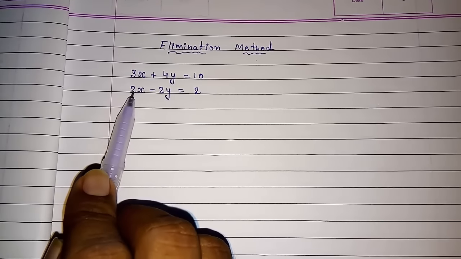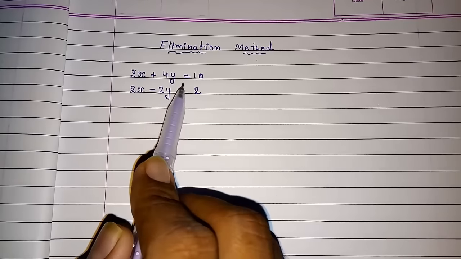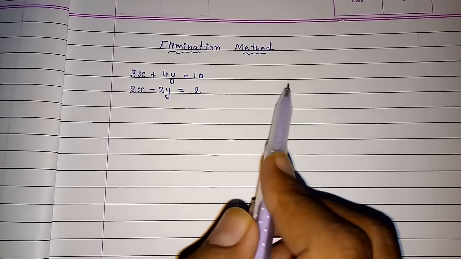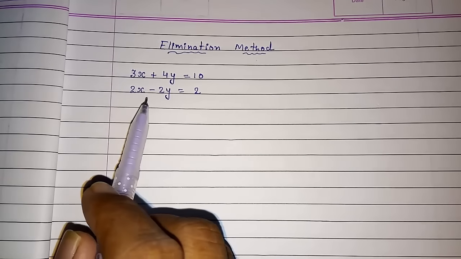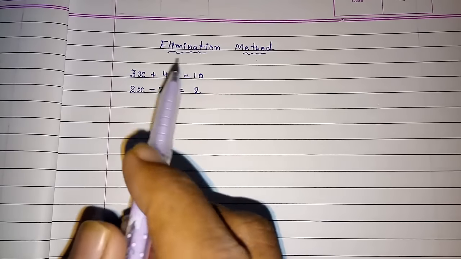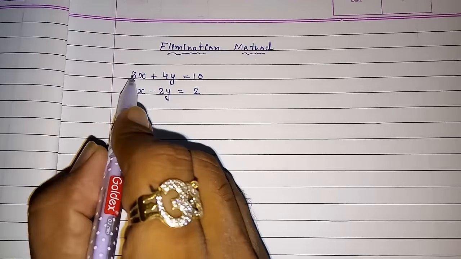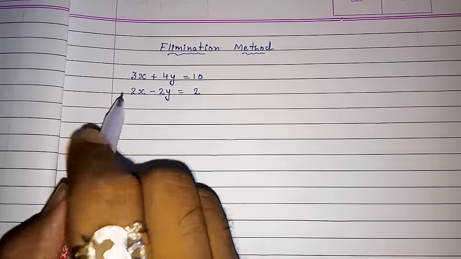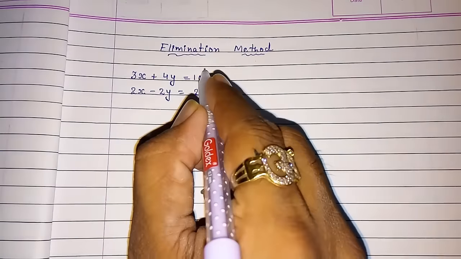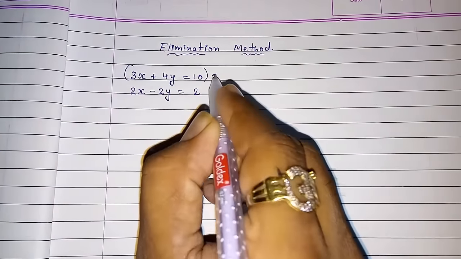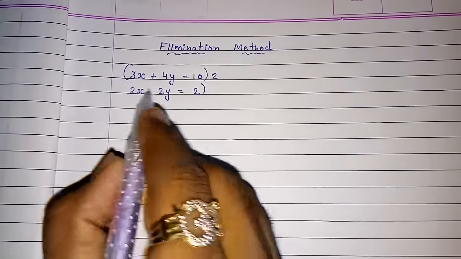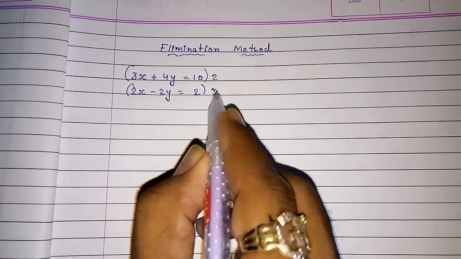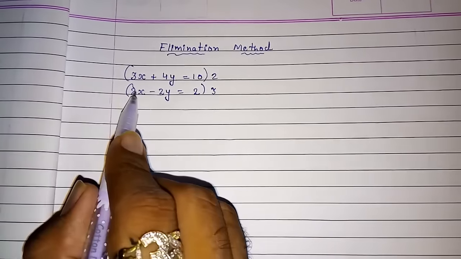First I am going to make x the same and solve, and then I will make y the same, and also one time we will do addition and one time we will do subtraction. That is what we are going to study. So first we have to make this coefficient the same. If I multiply this whole equation by 2, 3 2's are 6, and this whole equation by 3, then 3 2's are also 6.